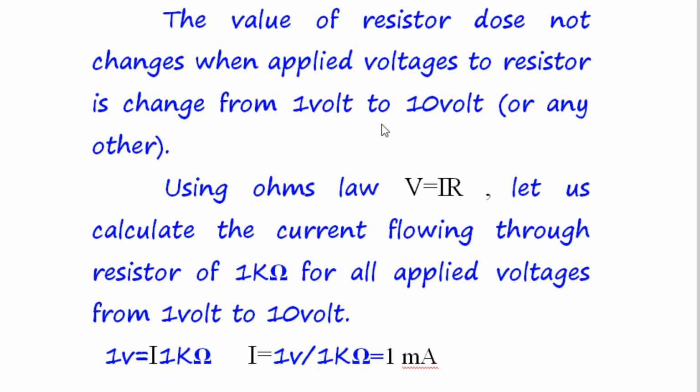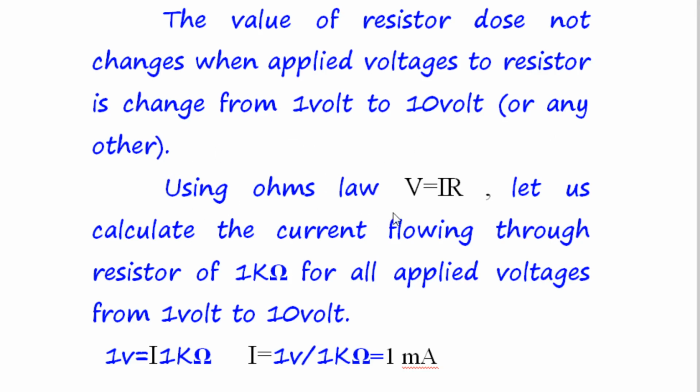Here in our example case, we have taken the example of 1 volt to 10 volt. So you apply 1 volt, 2 volt, 5 volt, 8 volt, 9 volt, 10 volt. The value of resistor which we selected is 1 kilo ohm, means it will remain 1 kilo ohm only. It will not change for all applied voltages from 1 volt to 10 volt, or if you take 1 volt to 20 volt, any other example accordingly.